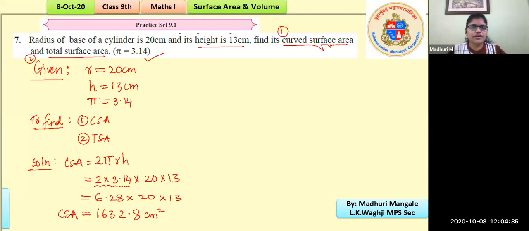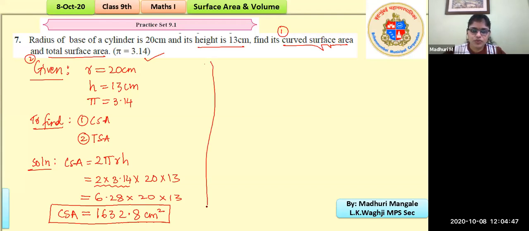Yes, and that would give you the curved surface area to be 1632.8 centimeters squared. Since it's an area, the unit has to be squared, right? Next, we find the total surface area. That is the second part, the total surface area.